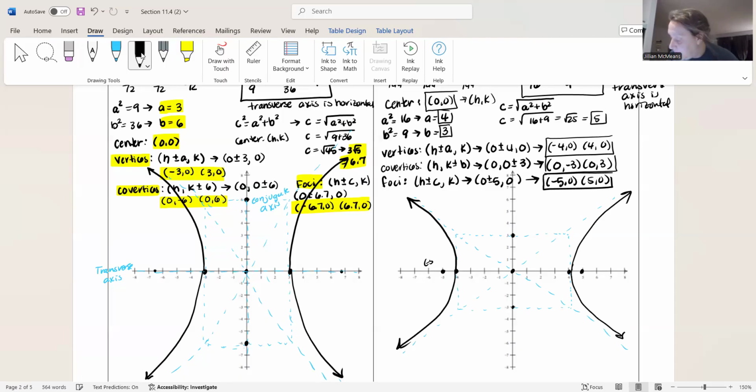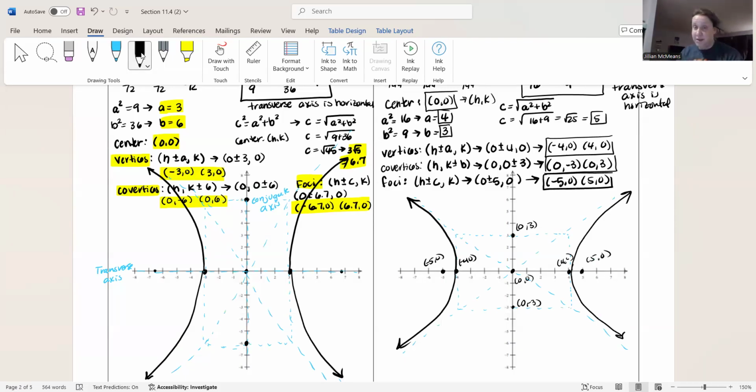So this would just be negative 5, 0. This would be negative 4, 0. This would be 0, 0. This would be 0, negative 3, 0, positive 3, 4, 0, and 5, 0. And that's it. That is graphing a hyperbola.